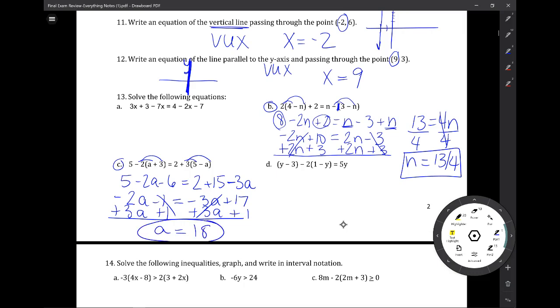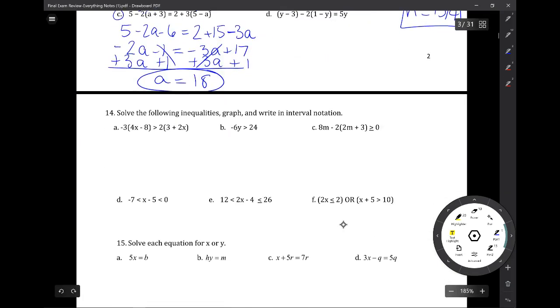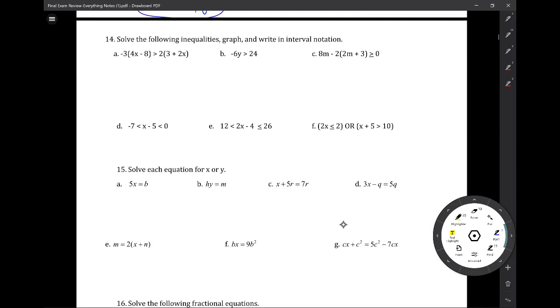If you don't trust your answer, remember you can always check by typing it in your calculator. That would be no problem. Hopefully you all brought your calculators home.